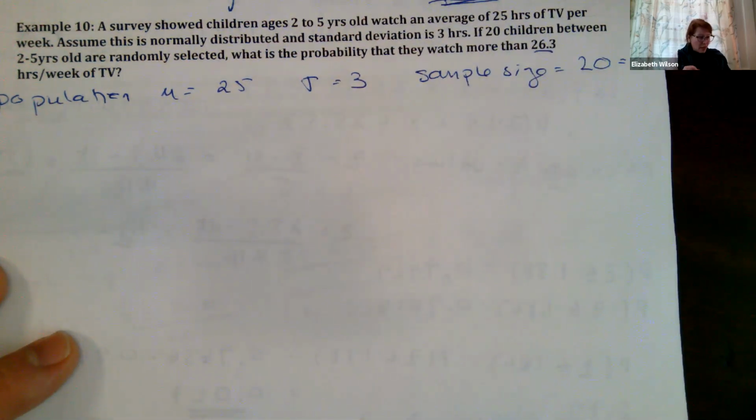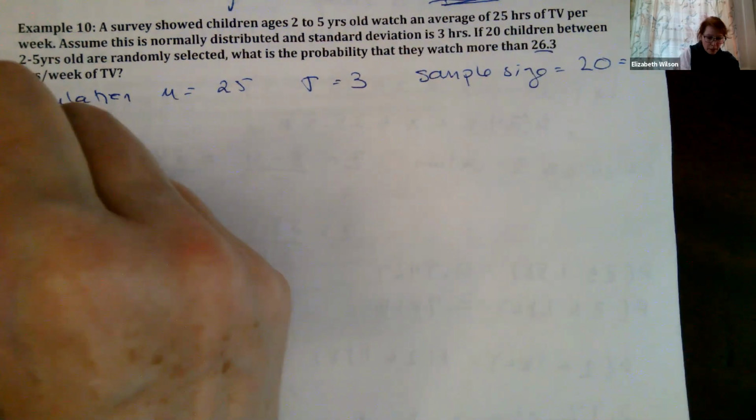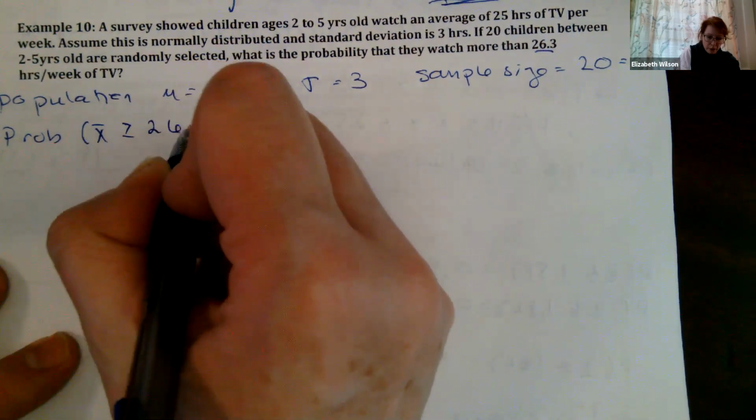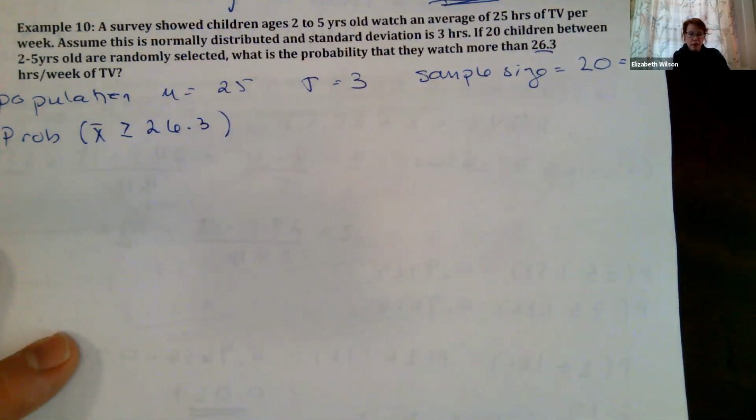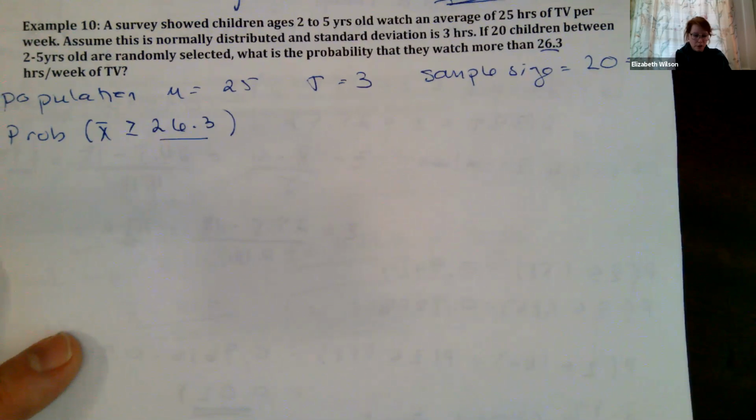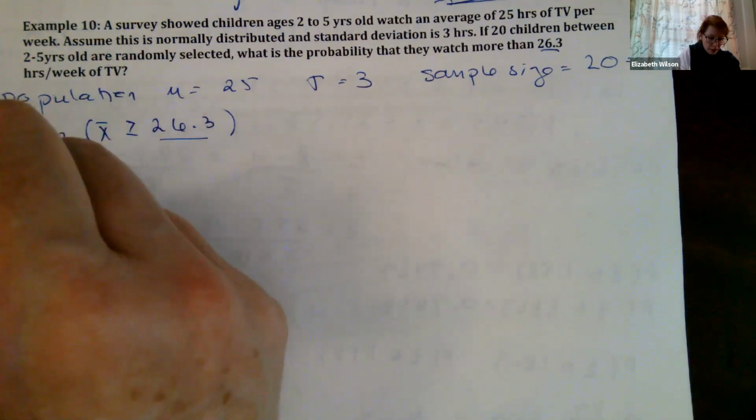All right, so now what we want to know is what's the probability that our random variable x bar is greater than or equal to 26.3. I need to do a z transform on this in order to use my z table to look things up.